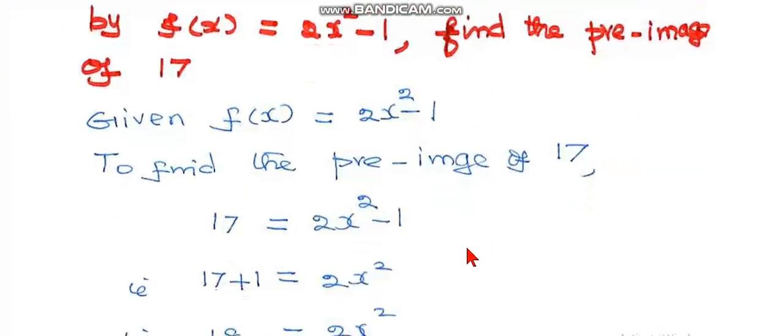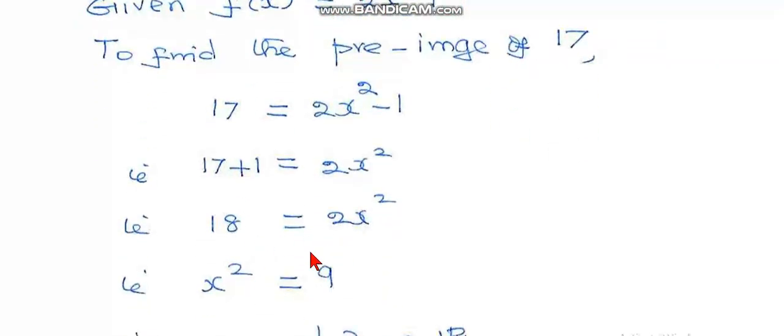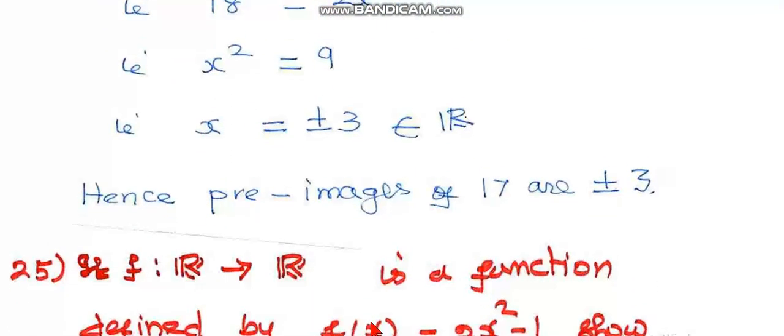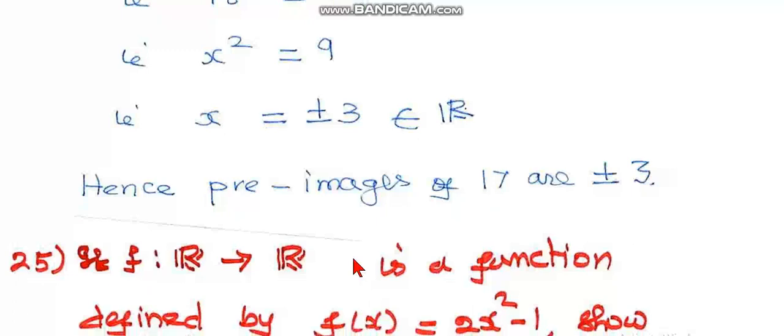17 equal to 2x squared minus 1, because 17 is the image, x is the pre-image. 17 plus 1 equal to 2x squared, 18 equal to 2x squared, x squared equal to 9. So x equal to root 9, that is plus or minus 3, which is also a real number. Hence the pre-image of 17 is plus or minus 3.